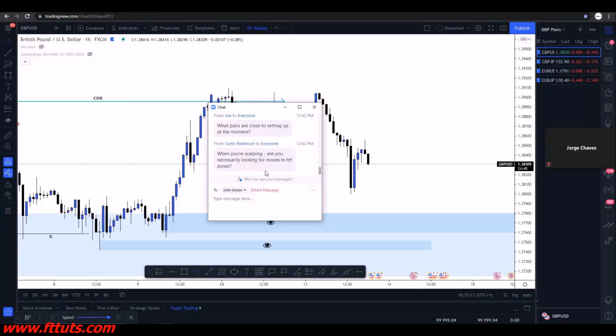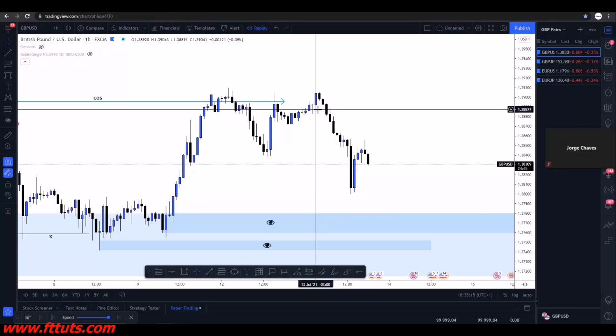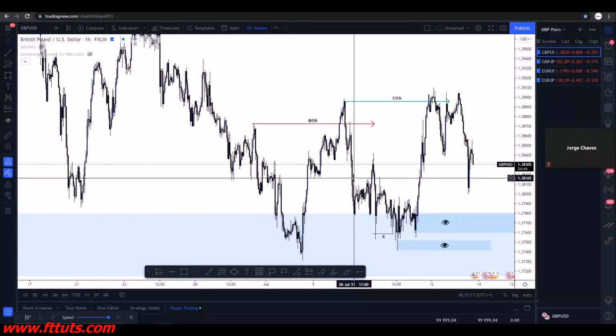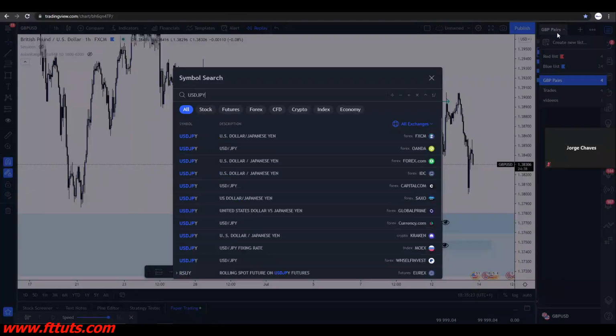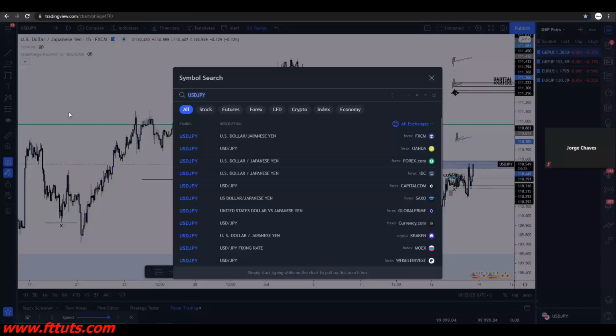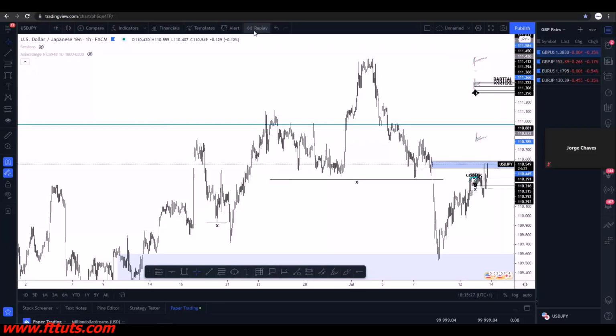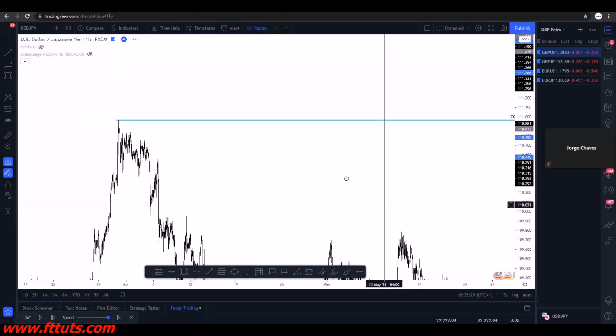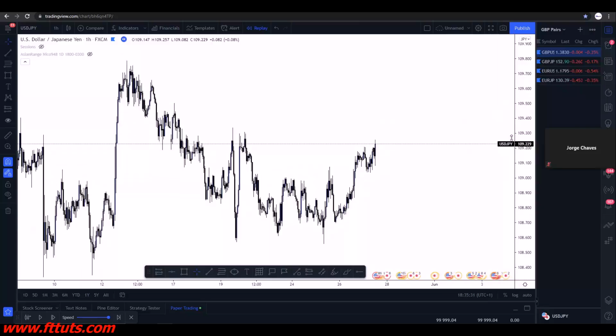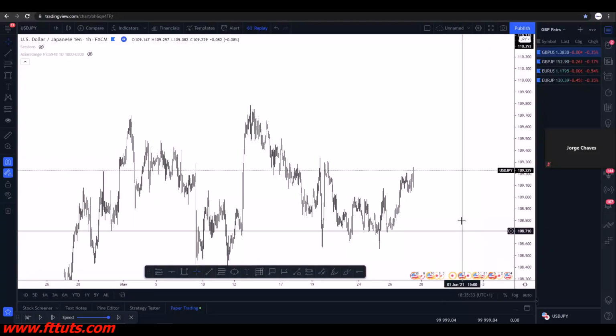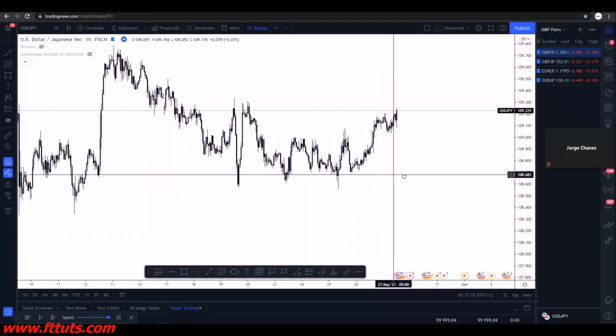When you're scalping, are you necessarily looking for moves in a higher time frame zone? Nah. So you could do that. That's something you could do, but usually I don't do that. Usually I'll show you exactly how you can scalp on the 1-minute time frame. It's super simple. Let's go somewhere random, like right over here. So let's say you're looking at the charts, and you want to look for a buy opportunity or something.